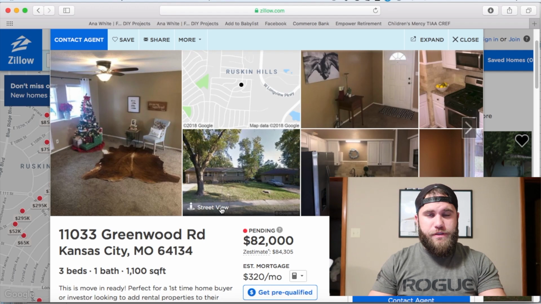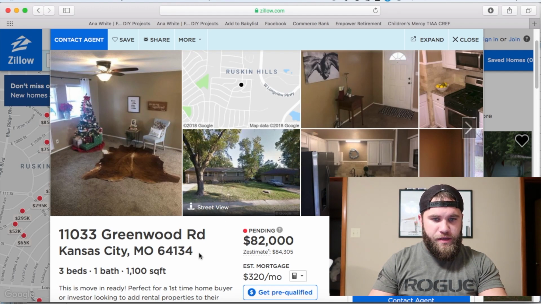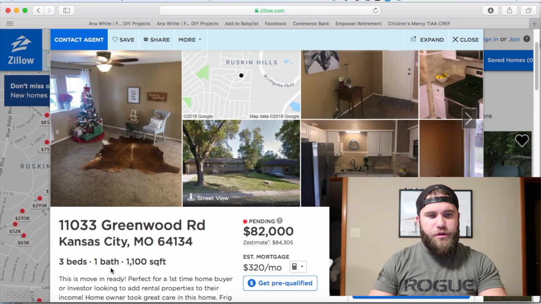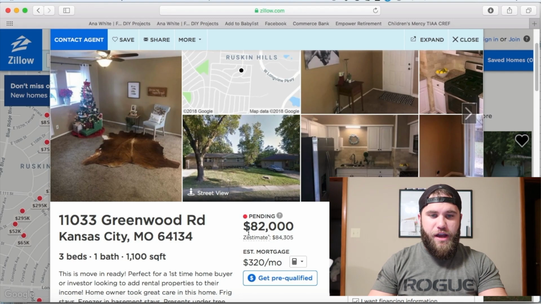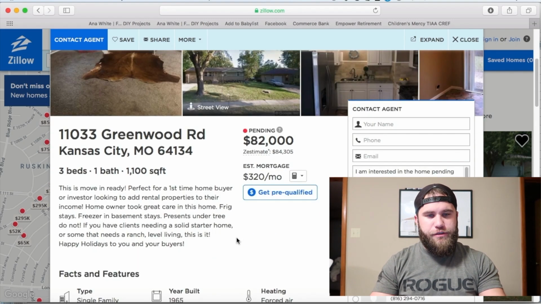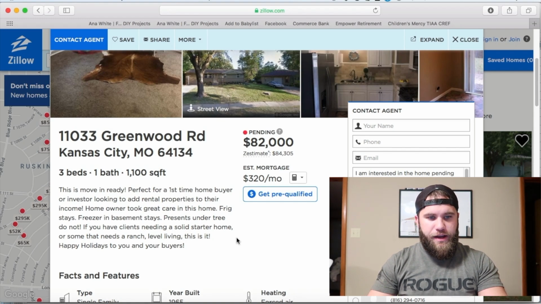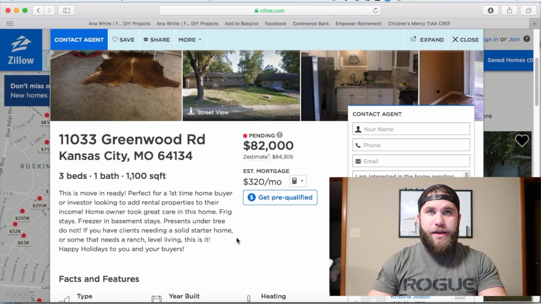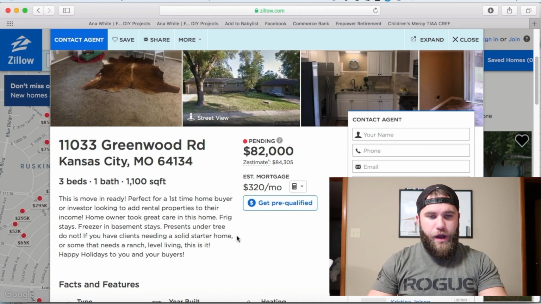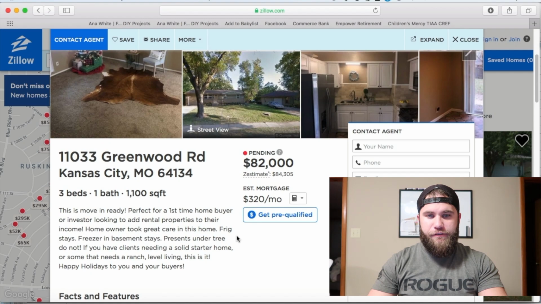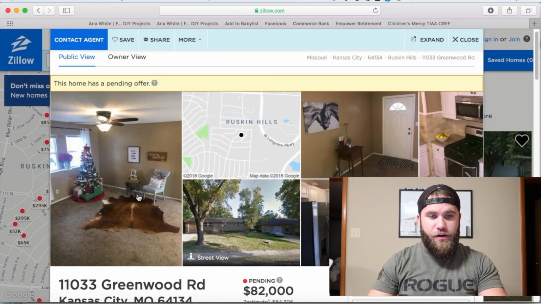So again, this is the most recent property I had her go look at for me. Like I said, it's in Kansas City, Missouri. It's a 3-bed, 1-bath, 1,100 square feet. She looked at this Friday. They were asking $82,000. I ran it through my analysis spreadsheet, and I'll show you how I do that in a second. It came out cash flow positive, so I was interested. I told her to go take a look at it for me and see if it was something I wanted to make an offer on.